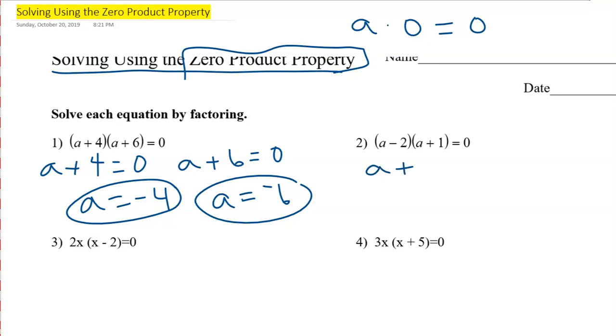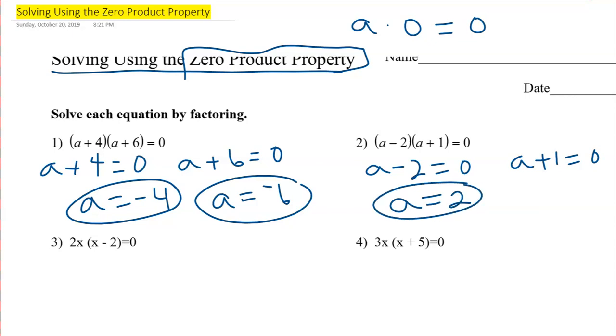Number 2 says A minus 2 times A plus 1 equals 0. So A minus 2 equals 0, and A plus 1 equals 0. So add 2 to both sides on the first equation, and we get A equals 2. Subtract 1 from both sides on the second equation, and A equals -1. And those are our two solutions. If we plugged 2 in for both of these A's, we would get 0 times 3, and 0 times 3 equals 0. If we plugged the -1 into both of those A's, we'd get -3 times 0 equals 0, which is also accurate. So both of those answers work in the equation.